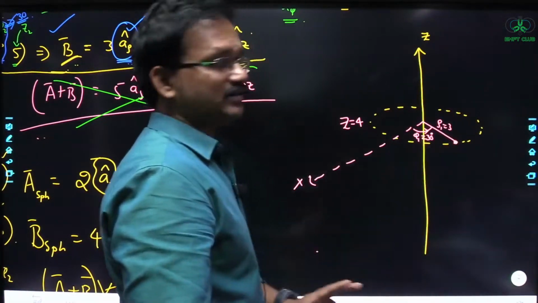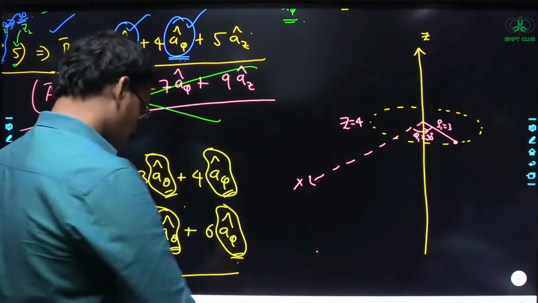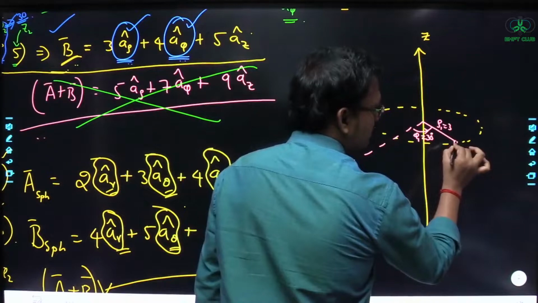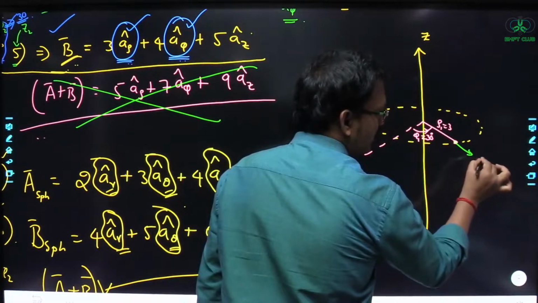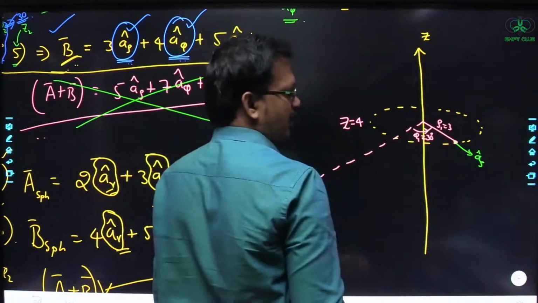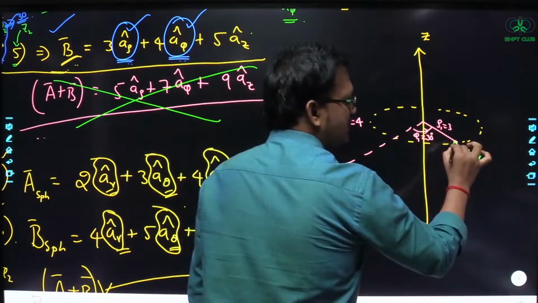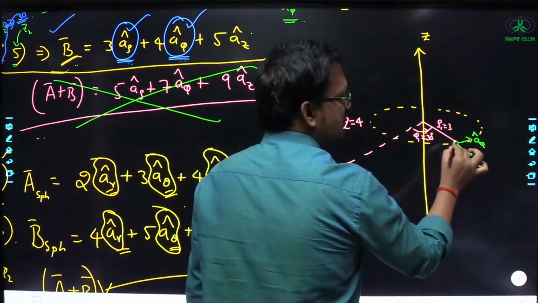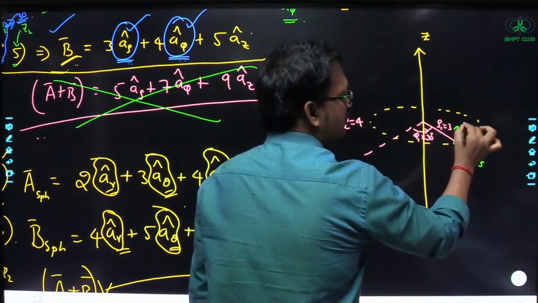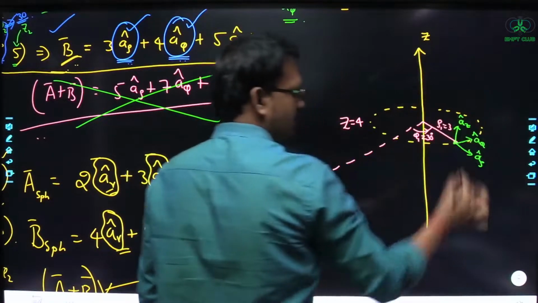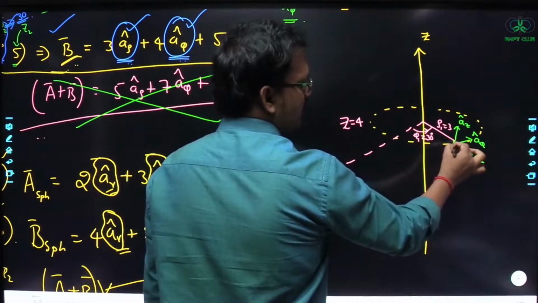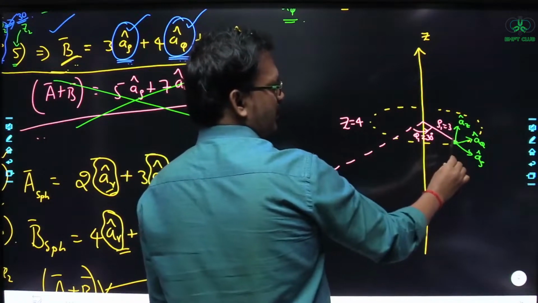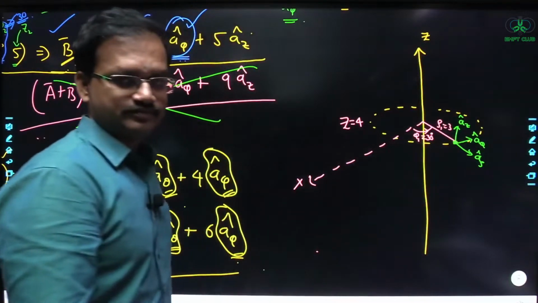At this point they have defined a vector. Now see here, at this point a rho cap is going to point in which direction? a rho cap is going to point along the radial direction like this. And what is a phi cap? Draw the tangent at this point, so this is nothing but a phi cap. And what is a z cap? a z cap is going to point in this direction. So at this point a rho cap is pointing in this direction, a phi cap in this direction, and a z cap in this direction, right?